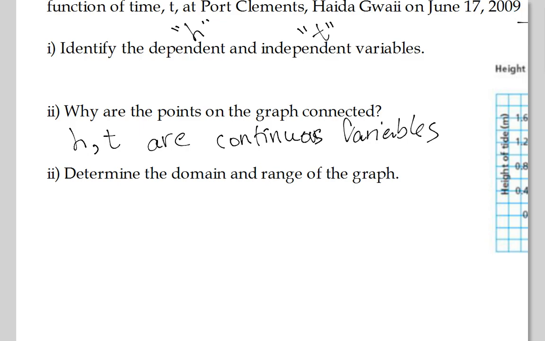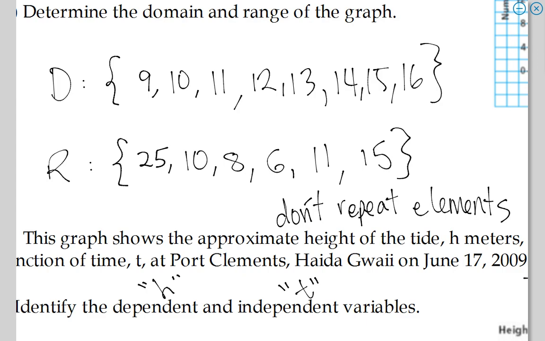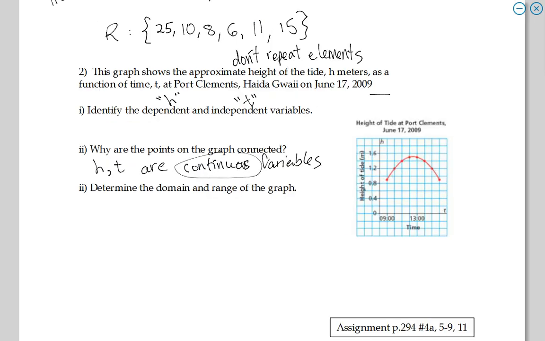Could you take half of a meter? A quarter meter? You could do that. Could you do half a minute? Quarter minute? So these variables are continuous. So that's why it's okay to connect. If it's continuous, you do not make a list. For continuous, you have to provide an interval. So for x, what kind of interval is this? From 9 to what? 13, 14, 15, 16.